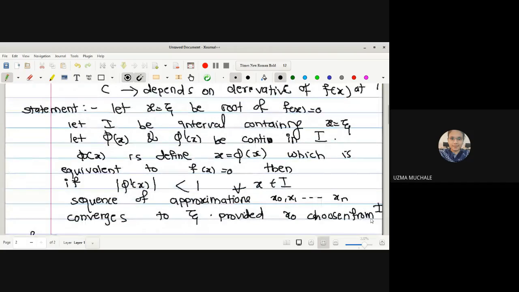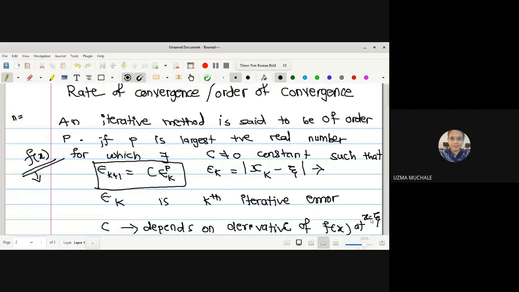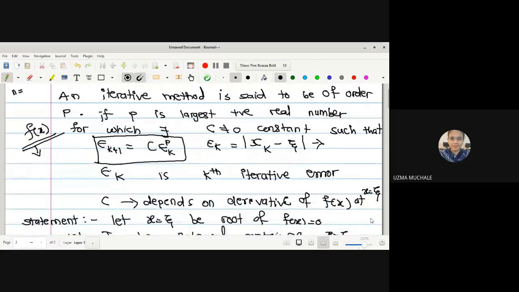First, we have seen the definition of order of convergence. What is the definition for order of convergence? There should exist some constant c which depends on the derivative f dash of x. Later on, you will come to know how this derivative depends on f of x. Some may have a question how this c depends on the derivative. Later on, in some examples, you will come to know.